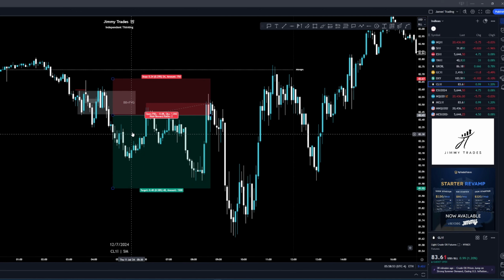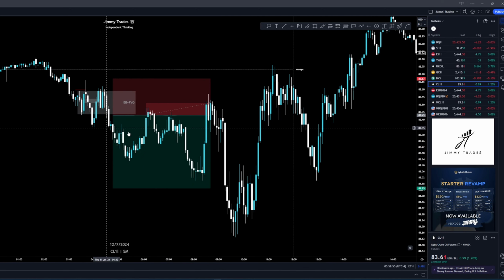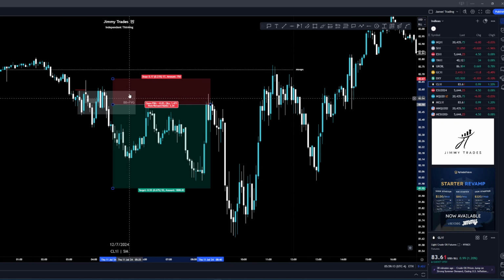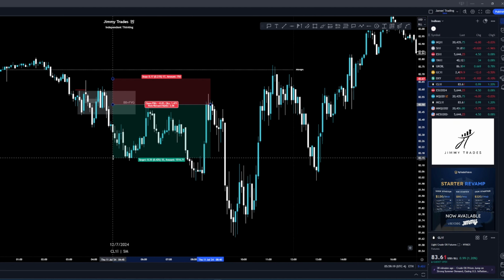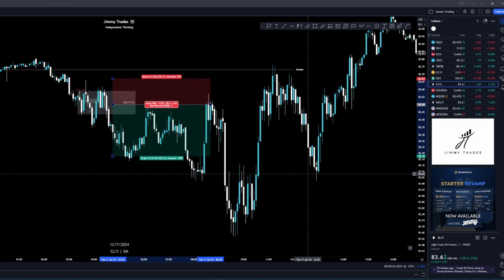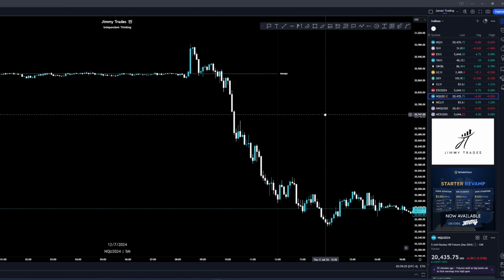So in this instance, this trade was favorable in the sense that I reduced my risk by entering on the FVG. And you can do that. That's still a valid unicorn entry. And I was able to achieve 2R. So that was my London trade on CL. Let's jump over to NQ and have a look at the New York trade that I took.